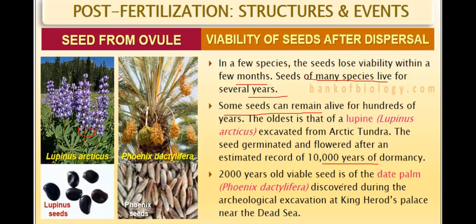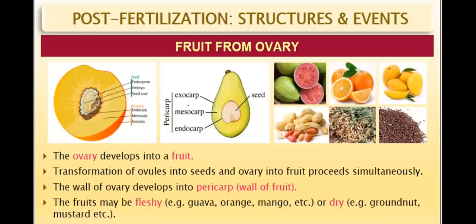A 2,000-year-old viable seed is that of the date palm, Phoenix dactylifera. It was discovered during the archaeological excavation at King Herod's Palace near the Dead Sea.